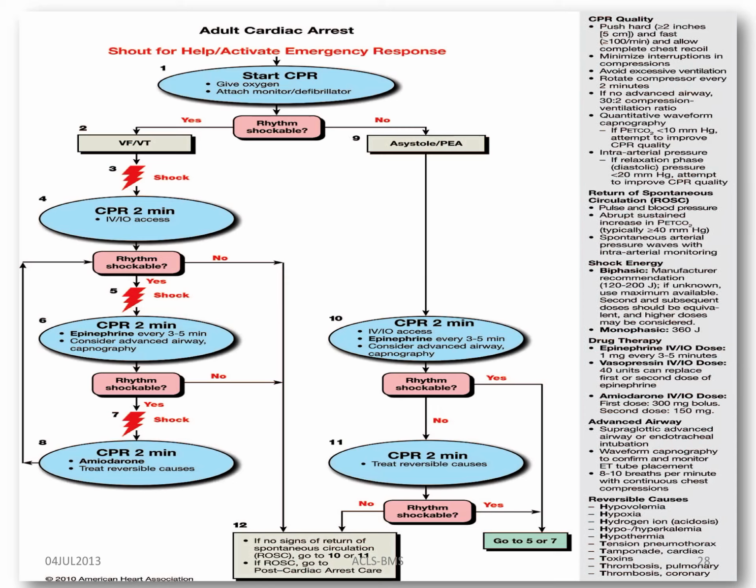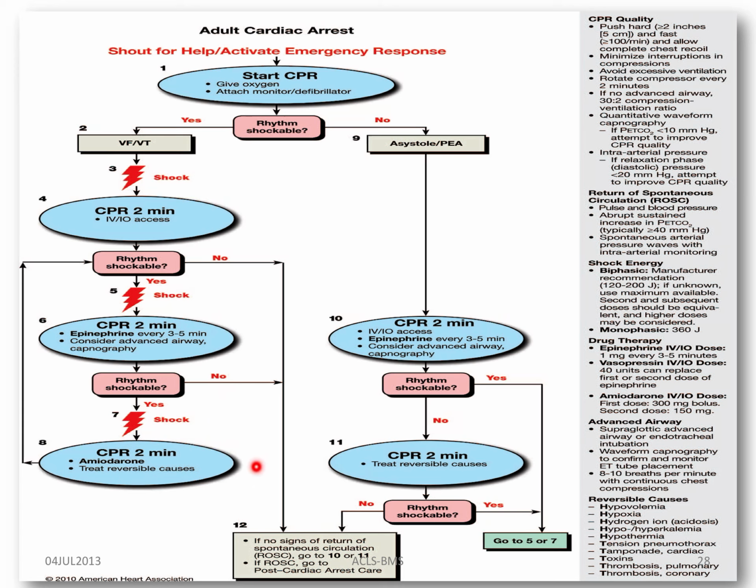I'll say the advanced cardiac life support, where we start CPR and then we assess. If there's ventricular fibrillation or ventricular tachycardia, based on the ECG monitoring which comes out in the defibrillator or is shown in real time on its monitor, then we do CPR, and ask if the rhythm is shockable. Yes, then we shock, give epinephrine every 3 to 5 minutes, and consider advanced airway and capnography. If the rhythm is shockable again, then give another shock and give amiodarone. After the shock, the CPR should be maintained for 2 minutes each.